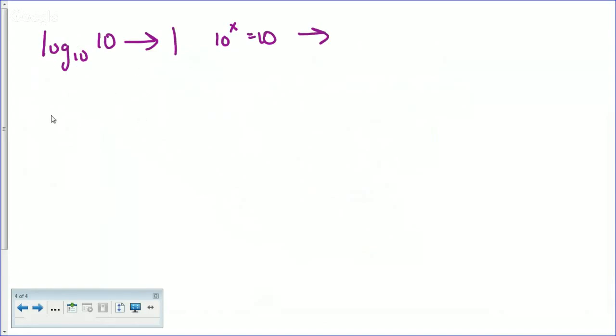We have kind of the same thing with ln e to the x plus 3. Since my logarithm and my base of my exponent cancel, that would be simply x plus 3.